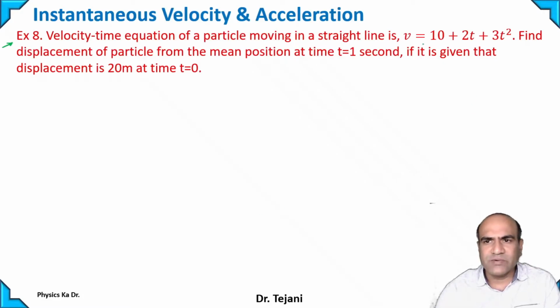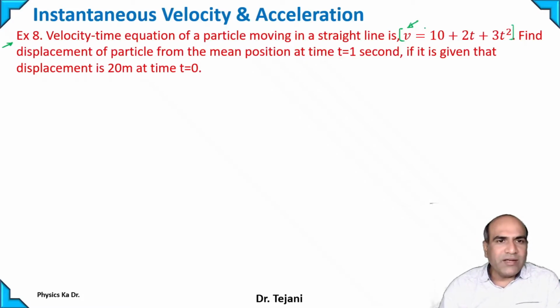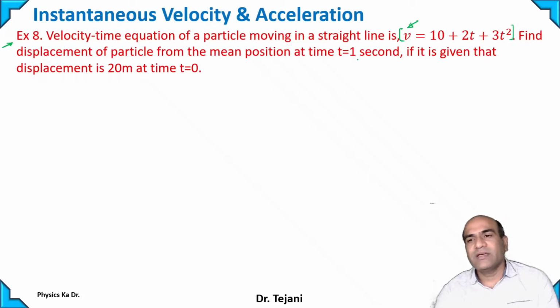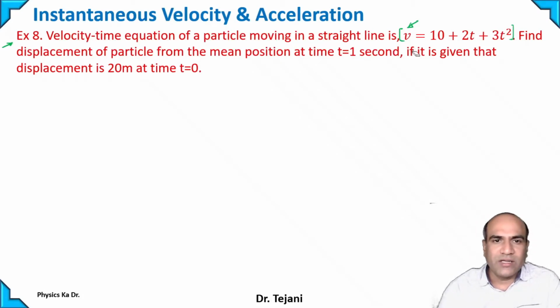for a particle. So v is given here: v is equal to 10 plus 2t plus 3t square. It is velocity that is mentioned now, not x. Fine. Find the displacement. We need the displacement of the particle from the mean position at time t is equal to 1 second, if it is given that the displacement is 20 at t is equal to 0 second. See, this means the displacement given x1 is equal to 20 meter at t is equal to 0, and we need to find x at t is equal to 1, say x2, let's call it x.